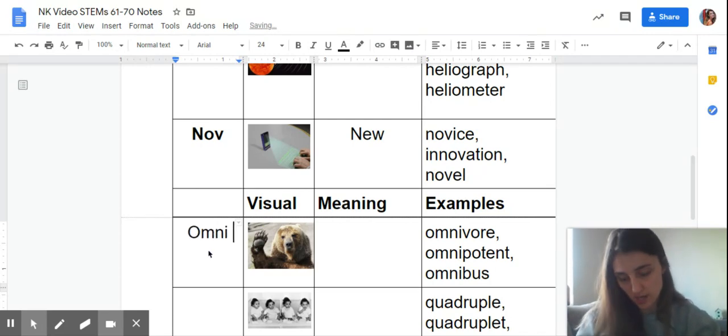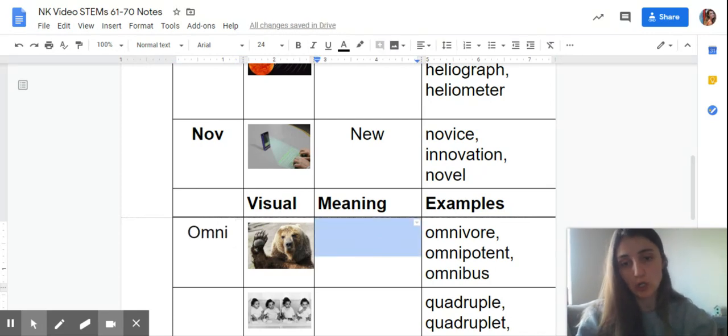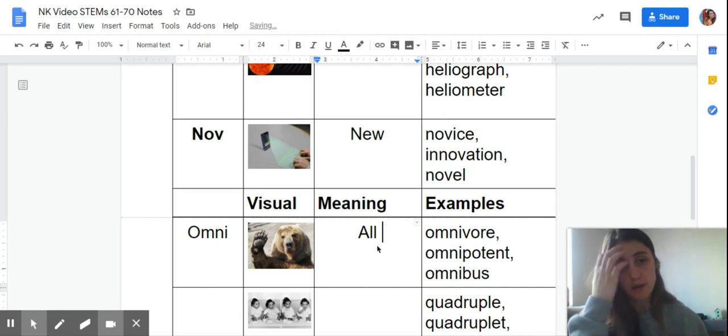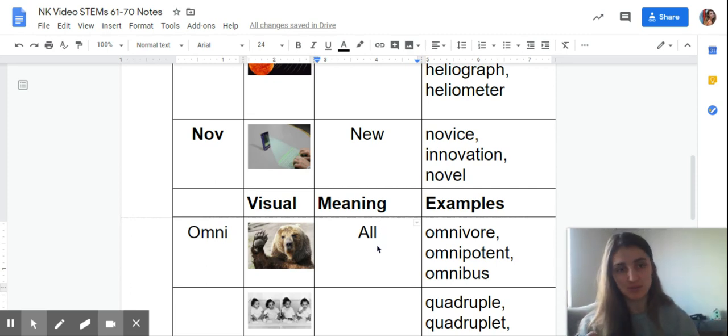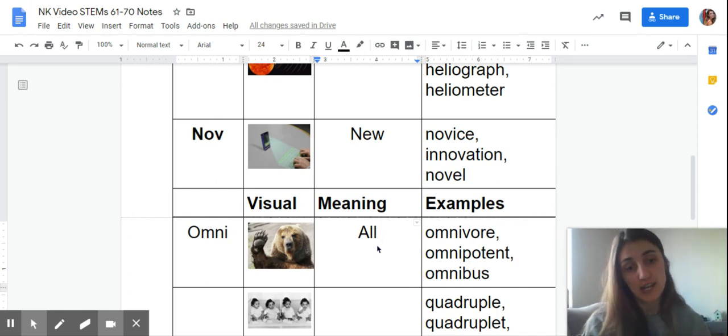Our next one is omni, which means all. Some examples are omnivore, omnipotent, and omnibus. At the beginning of the year, we went on a school field trip, and we learned about all the animals and the different types of animals that they eat, or if they eat plants. And then there was omnivores. So omnivores are animals that eat both plants and animals. They pretty much eat everything. They eat all, hence omnivore.